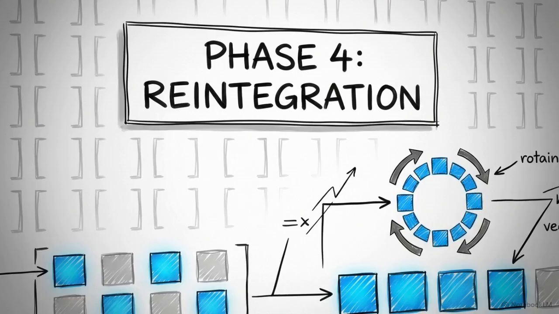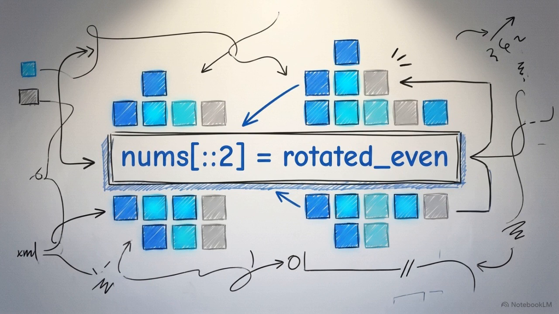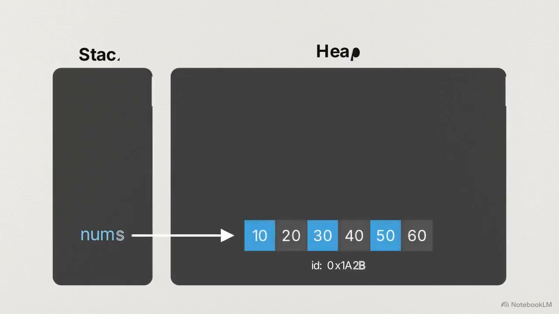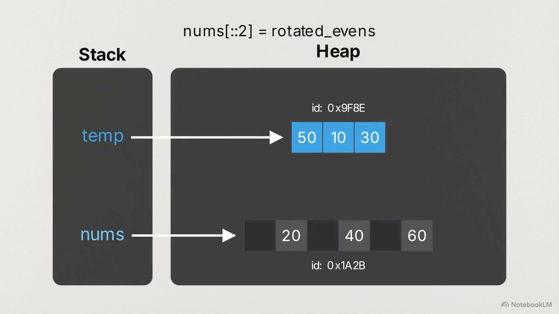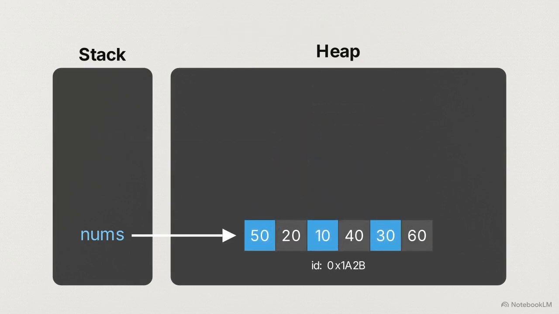In phase 4, we return the rotated data to the original array without disturbing the passive elements. We use extended slice assignment. nums[::2] equals rotated even. This is a critical distinction in Python. While slice extraction creates a copy, slice assignment modifies the original list in place. The rotated elements slot back into the even-indexed positions they were originally pulled from, while the gray elements remain undisturbed. The assignment physically overwrites the values at those specific even indices within the original memory allocation.